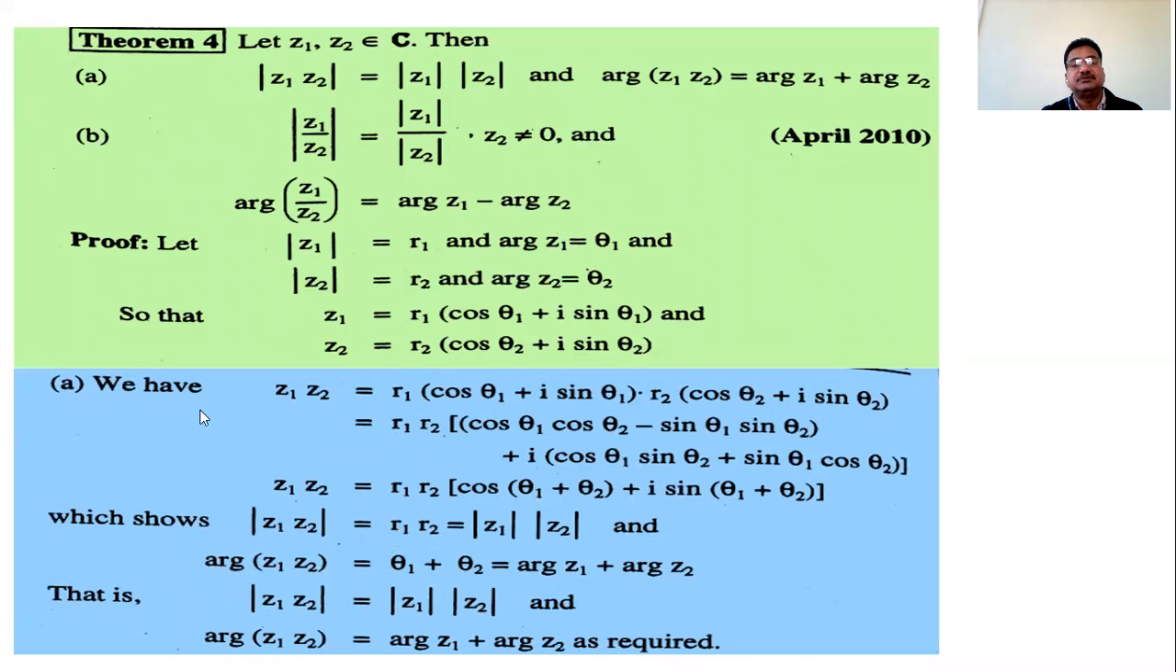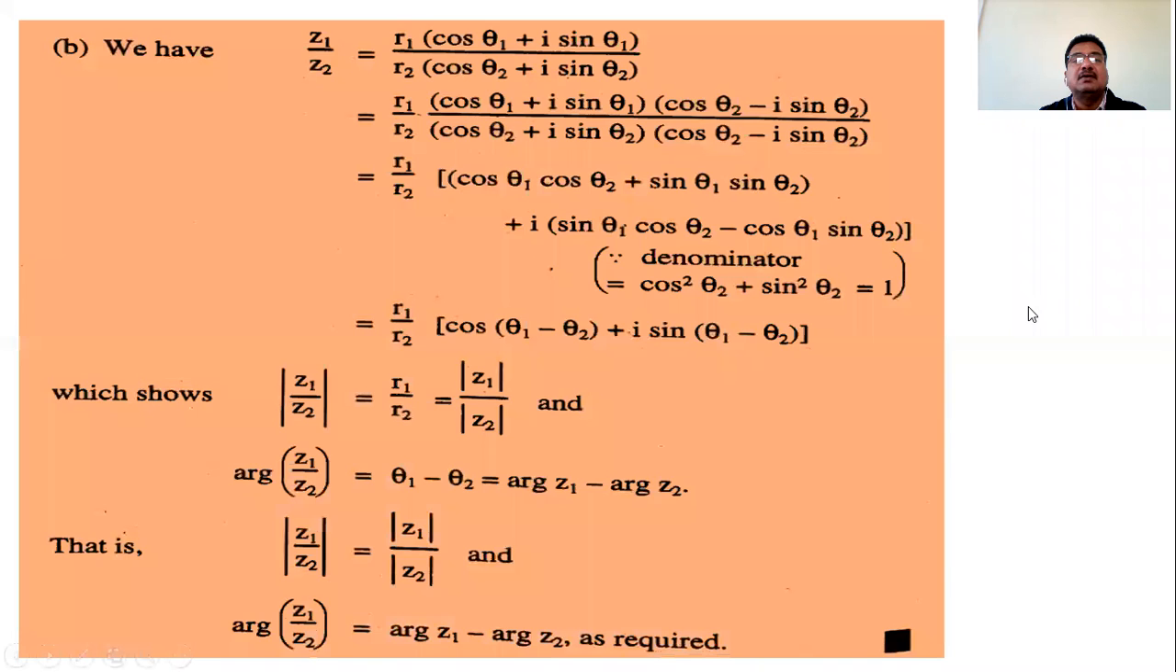Then proof of B. Similar to this Z1 into Z2, consider Z1 by Z2. Find Z1 by Z2. So Z1 is R1 cos theta 1 plus I sin theta 1. Z2 is R2 cos theta 2 plus I sin theta 2. Now we have to find the division of these two complex numbers, means rationalizing the denominator. How can we find the division of two complex numbers? By rationalizing the denominator, or by multiplying by the conjugate factor of the denominator. So cos theta 2 plus I sin theta 2, its conjugate factor is cos theta 2 minus I sin theta 2. So multiply and divide by the same factor.